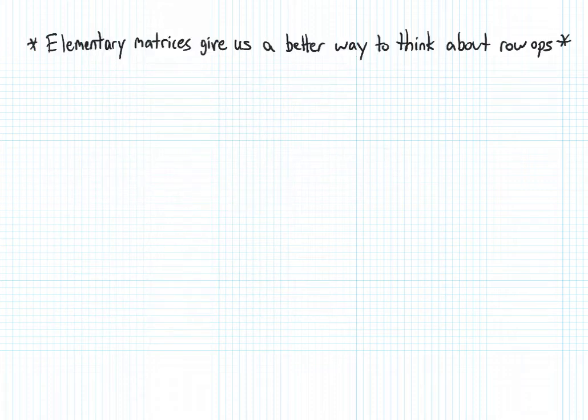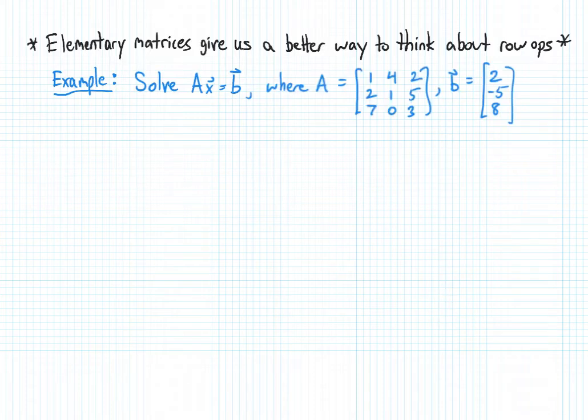So what is this good for? Well, elementary matrices give us a better way to think about row operations. So let's look at an example. Suppose we want to solve Ax equals b, where this is your A and b. How would you go about doing this?